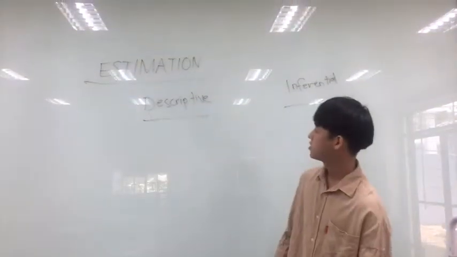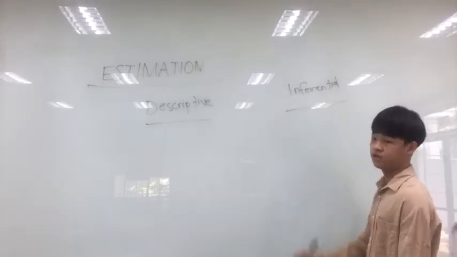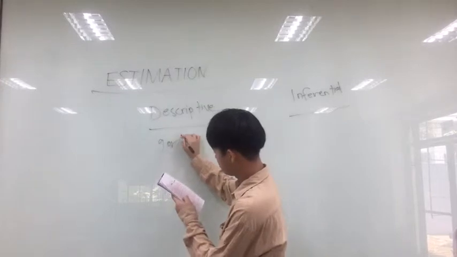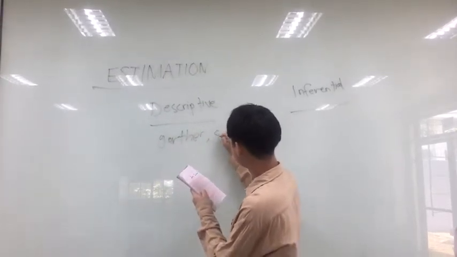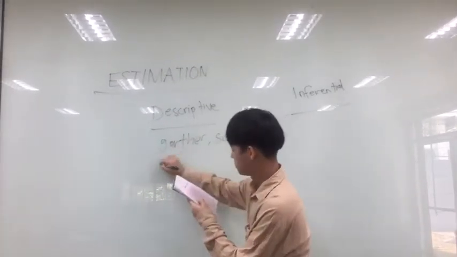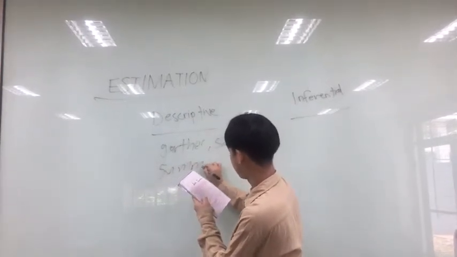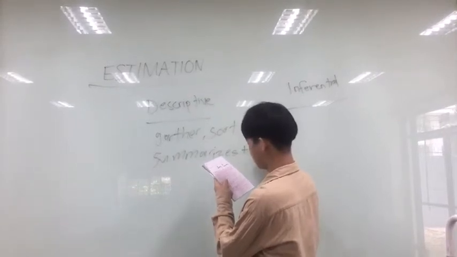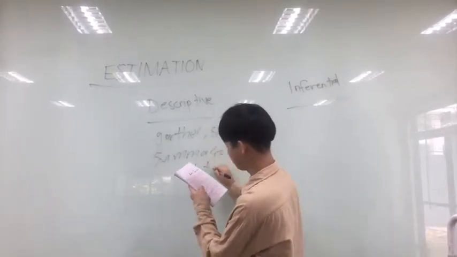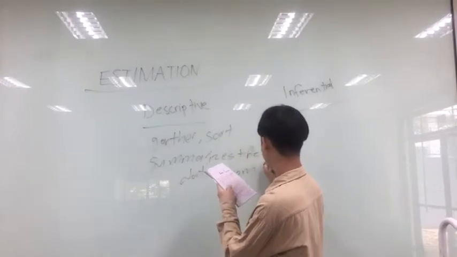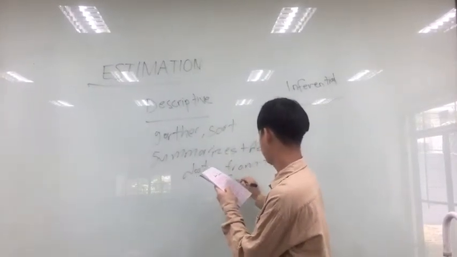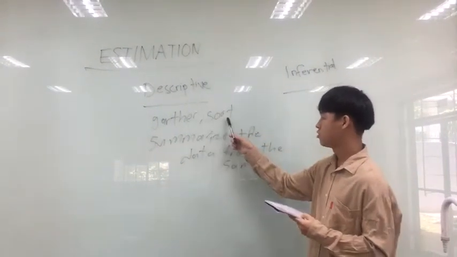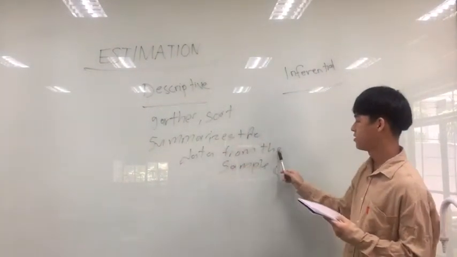Now we're going to discuss descriptive and inferential. First of all, descriptive is to gather, sort, and summarize the data from the sample. So descriptive is to gather, sort, and summarize the data from the samples.